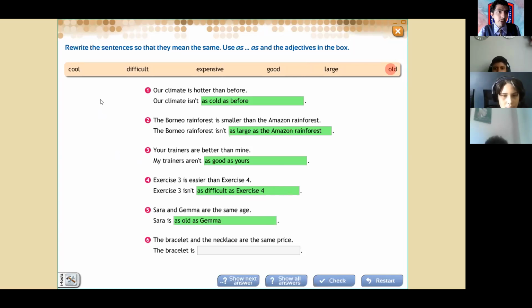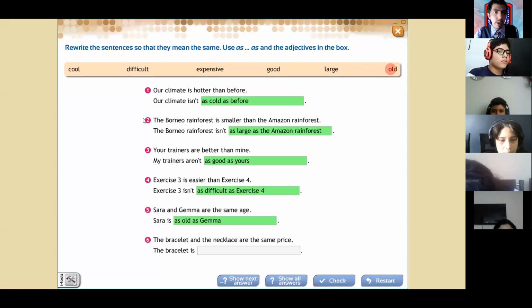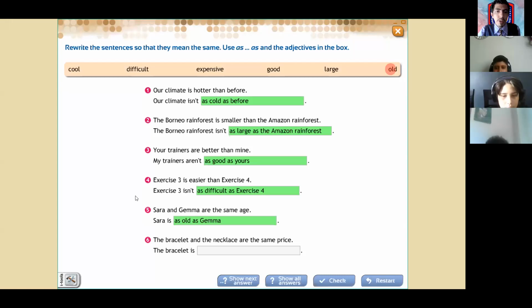Who could tell number 6? Any of you guys? This is an open answer. You can all answer it if you want. So the bracelet and the necklace are the same price. So the bracelet is, and as the last option, you have expensive. So what is the answer, guys, in number 6? The bracelet is, thank you, Ms. Caldon, in the chat, as expensive as a necklace. The same with Ms. Nicastro, as expensive as a necklace. Ms. Romero also. Okay, so you can check the answer right now. 6. The bracelet is as expensive as a necklace.